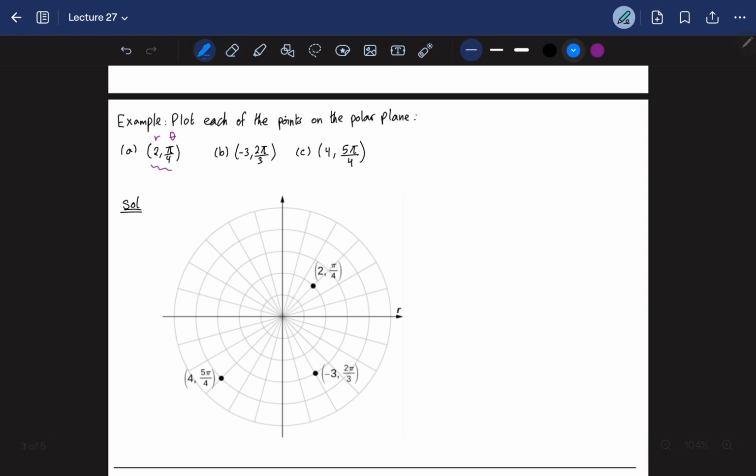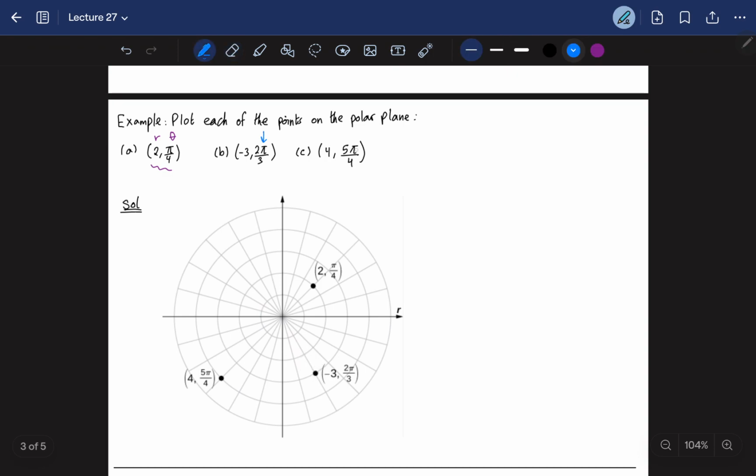Similarly, for the second example, we start with theta. So 2 pi over 3 is here. Now let's look at r. We have r to be negative 3. Since it's negative 3, I take the opposite. We take the opposite and we stop at 3. So 1, 2, and 3, we stop here. So this is our point.